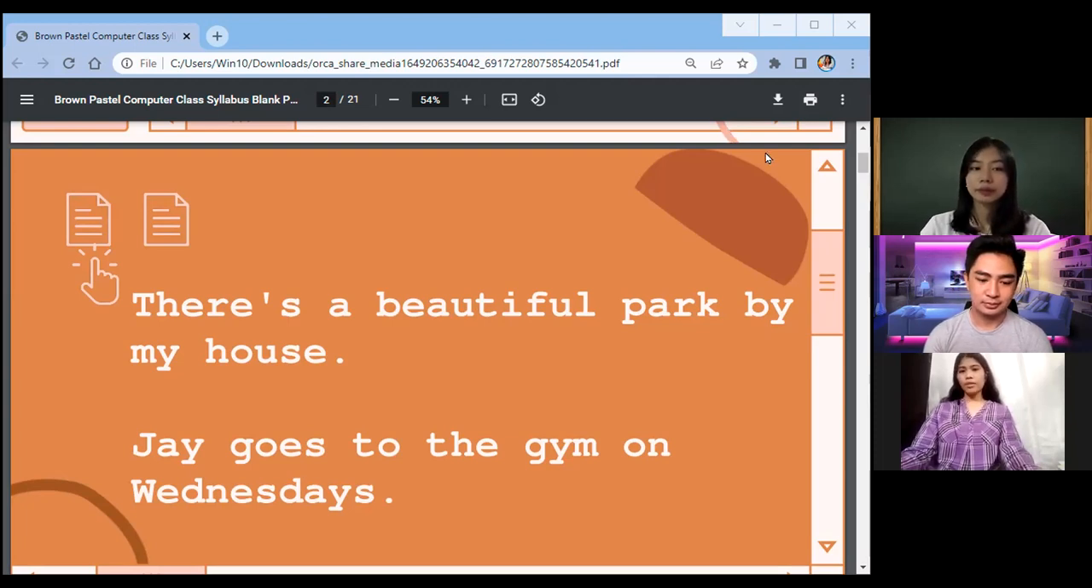So the preposition in the first sentence is the word by, which shows the relationship between the park and the house. In the second sentence, we have the preposition on, which shows when Jay goes to the gym, which is on Wednesdays. So these words are called simple prepositions. So what are simple prepositions? Next slide, please.